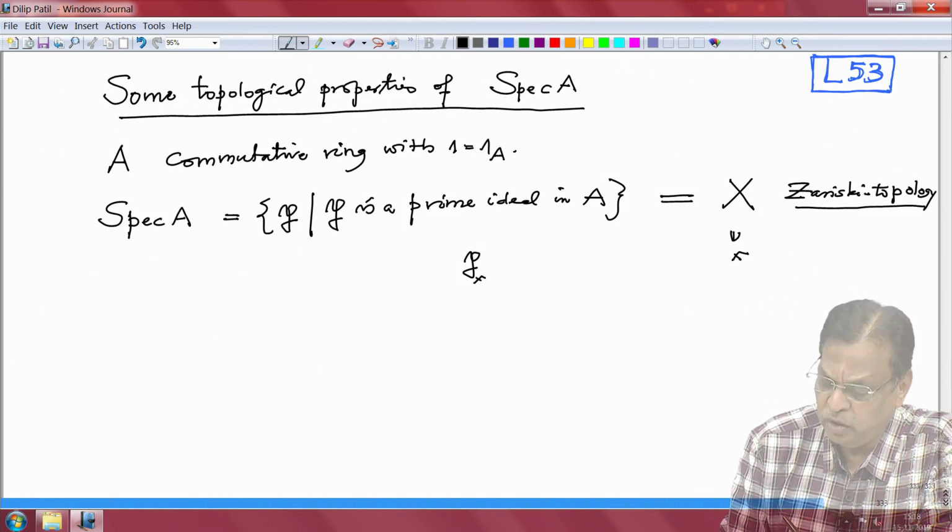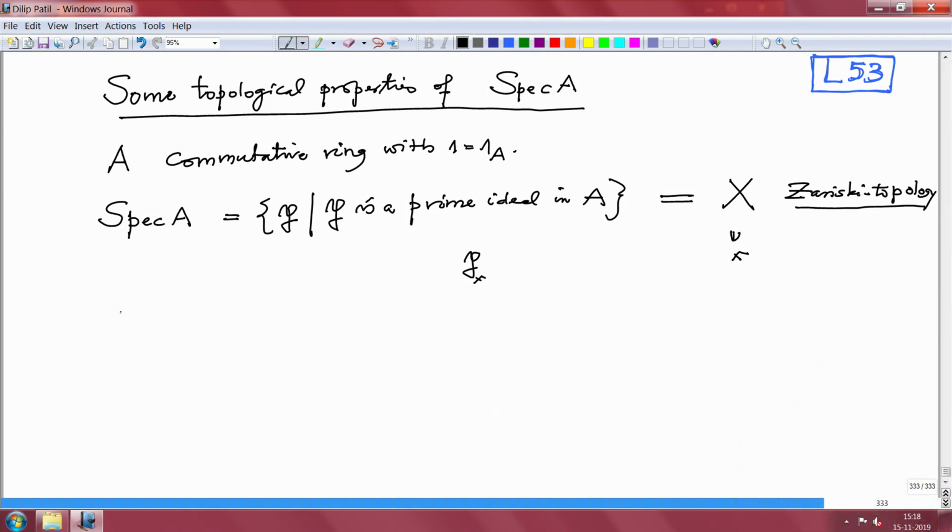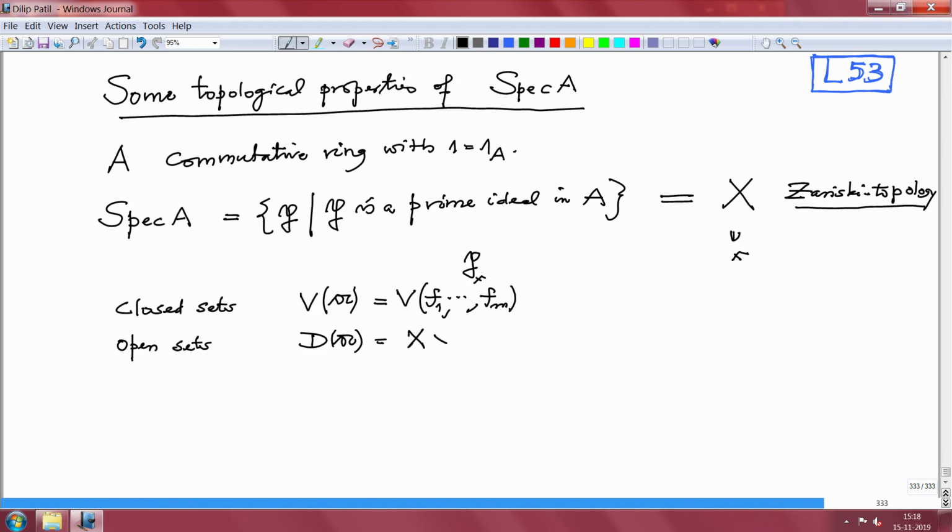So, what do we know? We know the closed sets. Closed sets are precisely V of an ideal a, or this is also the same thing as V of finitely many elements in the ring A, f_1 to f_m. And what are the open sets? Open sets are precisely D of a, which are the complements. This is X minus V(a).